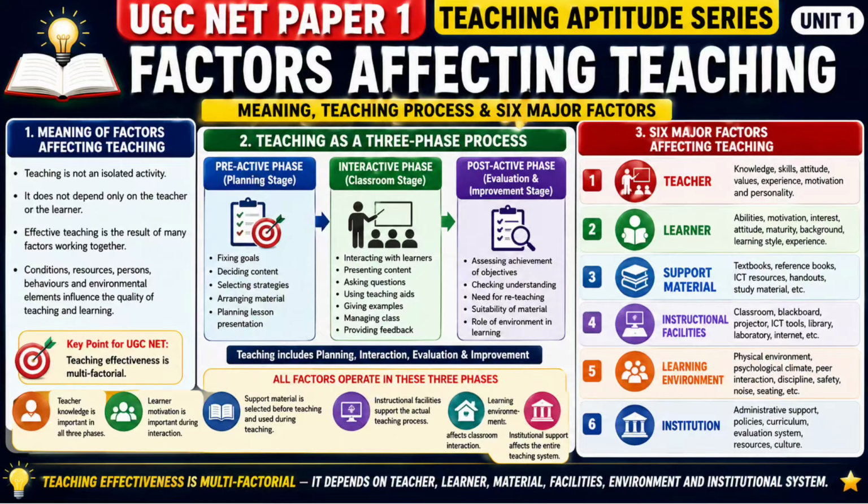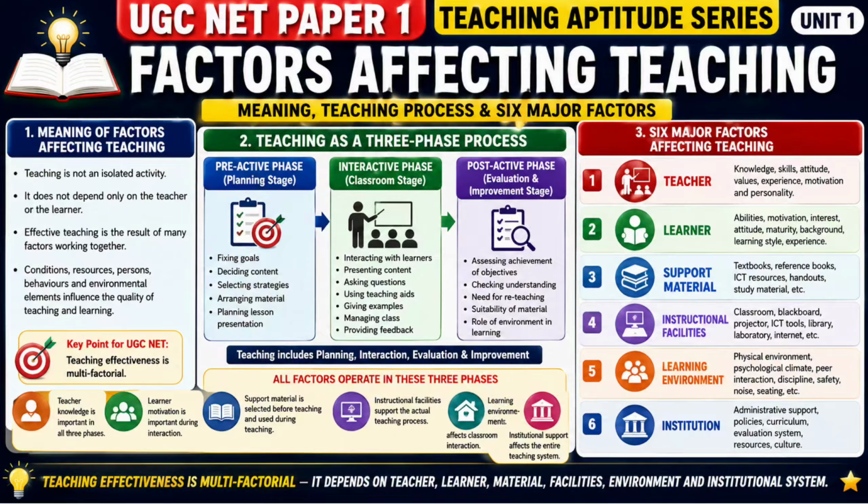The interactive phase is the actual classroom stage. Here the teacher interacts with learners, presents content, asks questions, uses teaching aids, gives examples, manages the class, and provides feedback. The post-active phase is the evaluation and improvement stage. After teaching, the teacher assesses whether objectives were achieved, whether students understood, whether reteaching is needed, whether the support material was suitable, and whether the classroom environment helped learning.